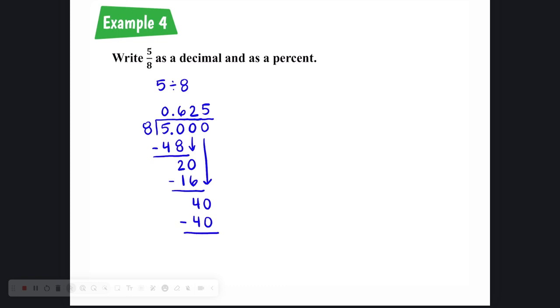So, 5/8 written as a decimal is 0.625. The problem also asks us to write 5/8 as a percent. To convert a decimal to a percent, multiply the decimal value by 100. 0.625 times 100 equals 62.5. So 5/8 is equal to 62.5%.